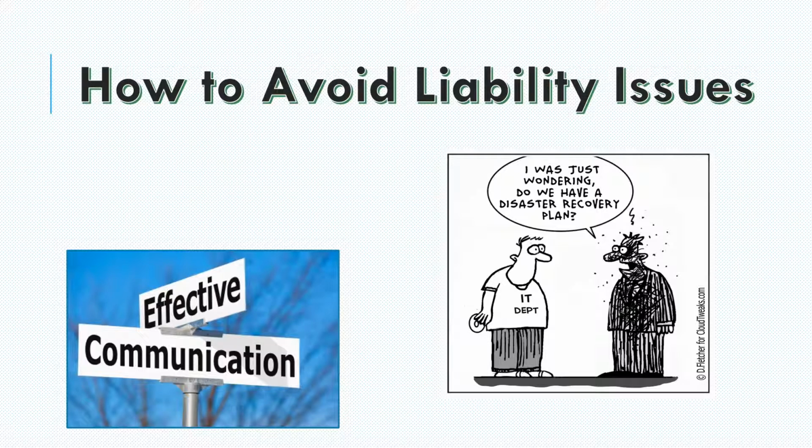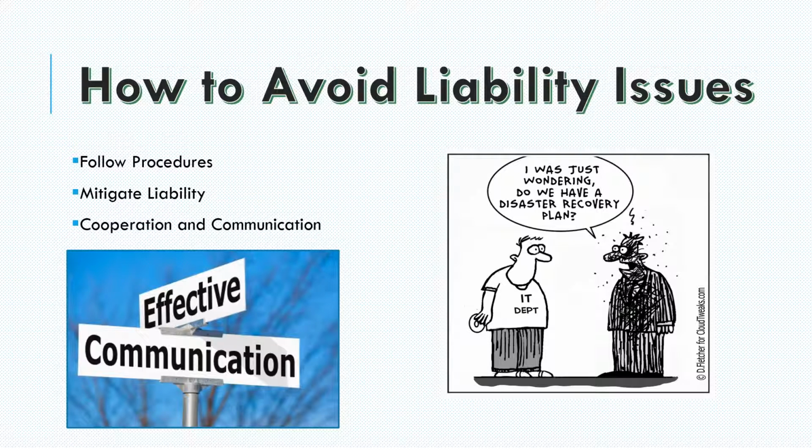So how do we avoid liability issues? It's important to follow procedures in order to do this, and we can also avoid it by mitigating liability, like ensuring that we have insurance and that we have practiced the procedures and plans in place. And it's also important to maintain cooperation and communication between the citizens and all levels of the government.